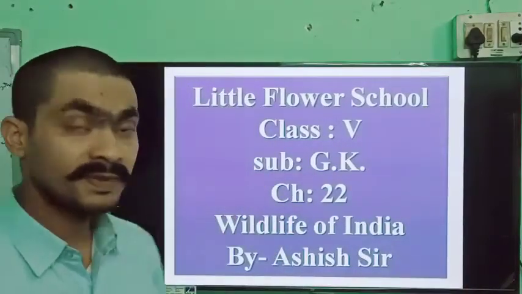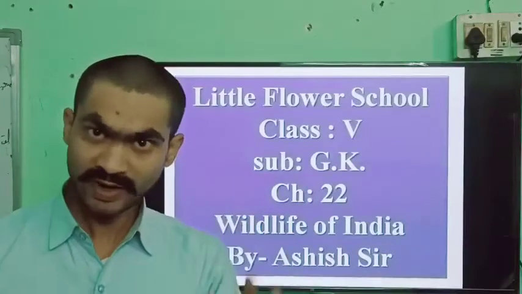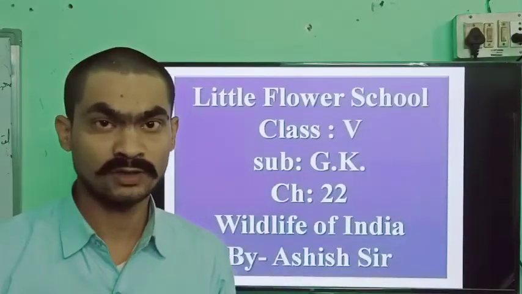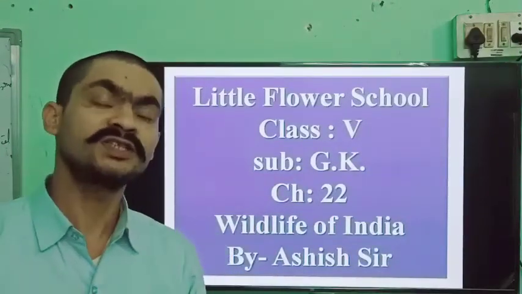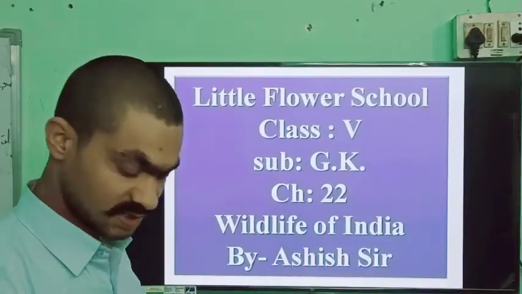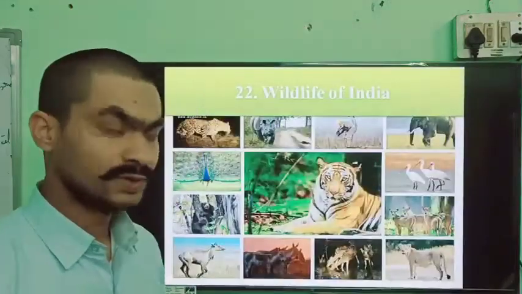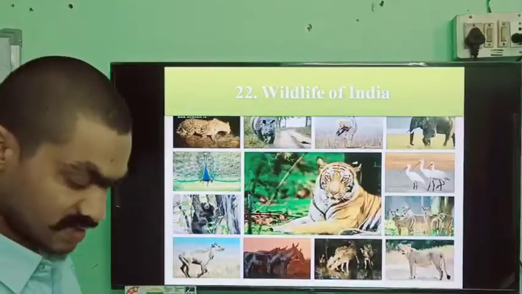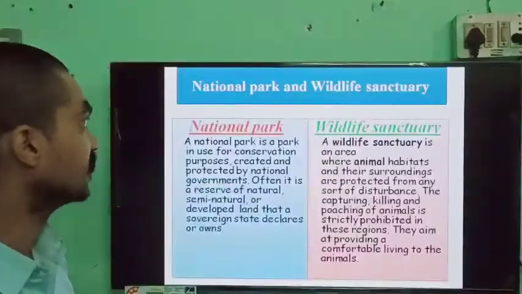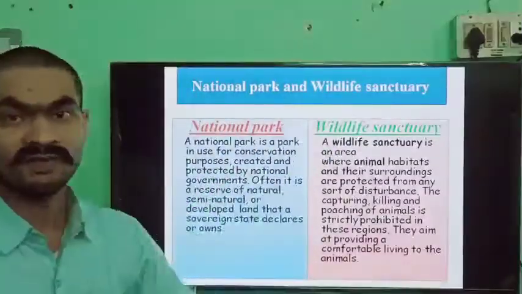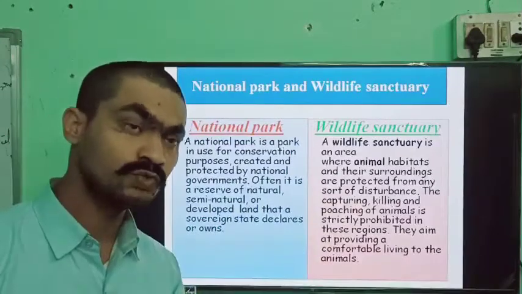In this chapter, we will be given two words. One is wildlife sanctuary, one is national park. So, what is the difference between them? That let us see in the next slide. So, this is the chapter named Wildlife of India. In that we are going to see national parks and wildlife sanctuaries. There are the two words.